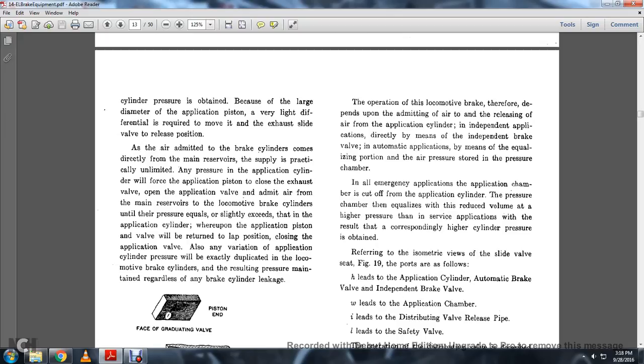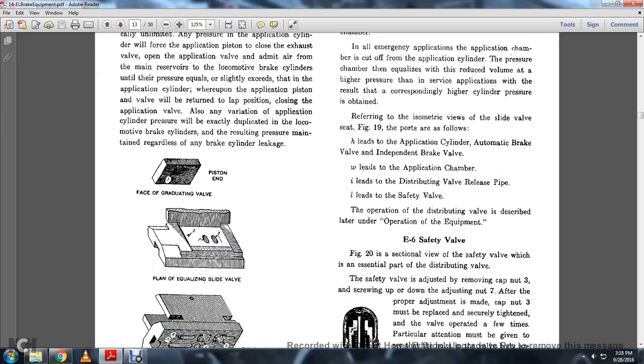Cylinder pressure is obtained because of the large diameter application piston. Very little difference is required to move the exhaust slide to the release position, as the air admitted to the brake cylinder comes directly from the main reserve, a practically unlimited air supply. Application pressure will force the application piston to close the exhaust valve and open the application valve, admitting air from the main reserve to the locomotive brake cylinders. When their pressure slightly equals that in the application cylinder, the application piston valve will return to the lap position, closing the application valve. Also, any variation of application cylinder pressure will be exactly duplicated in the locomotive brake cylinder, and the resulting pressure is maintained regardless of brake cylinder leakage.